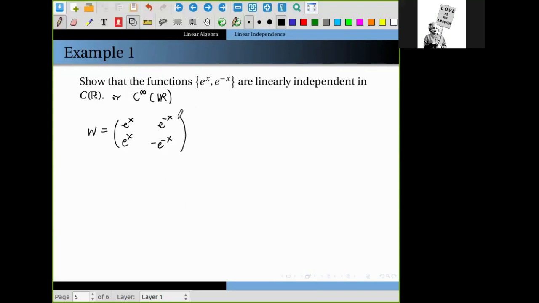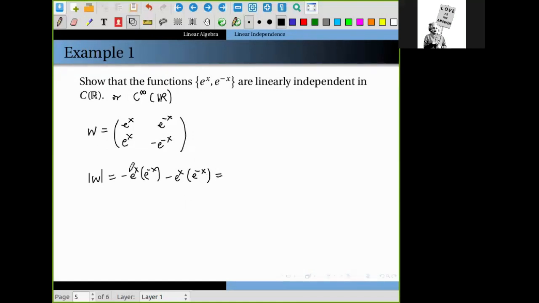Okay, and now we take the determinant of this. So the Wronskian is not this matrix, it's the determinant of this matrix. So we compute our Wronskian, and we see that when we multiply these together, we get minus e to the x times e to the minus x. And then we have to subtract the off diagonal. So minus e to the x times e to the minus x.